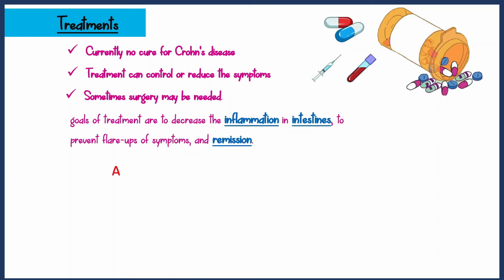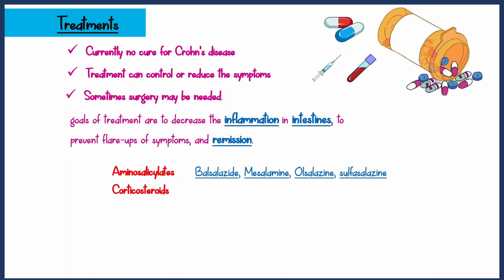Aminosalicylates contain 5-aminosalicylic acid, 5-ASA, which helps control inflammation. Aminosalicylates are used to treat people newly diagnosed with Crohn's disease who have mild symptoms. Aminosalicylates include balsalazide, mesalamine, olsalazine, sulfasalazine. Corticosteroids, also known as steroids, help reduce the activity of the immune system and decrease inflammation. Corticosteroids are used to treat patients who have moderate to severe symptoms. Some commonly used corticosteroids are budesonide, hydrocortisone, methylprednisolone, prednisone.